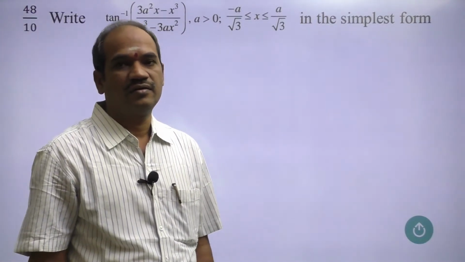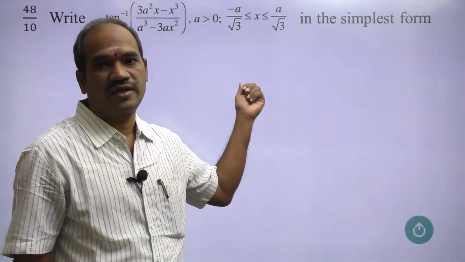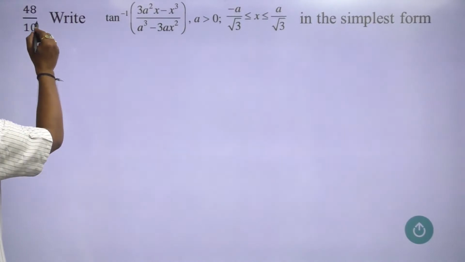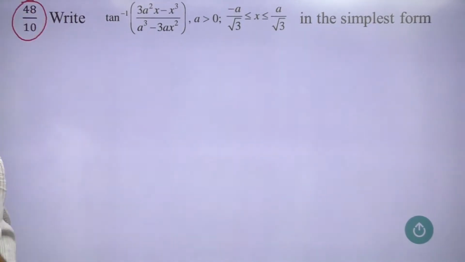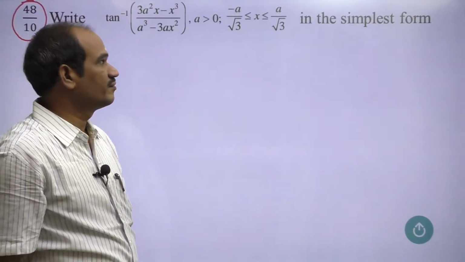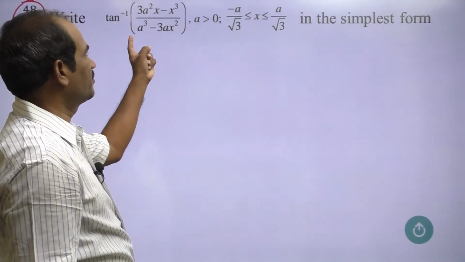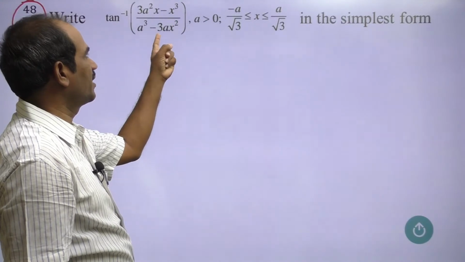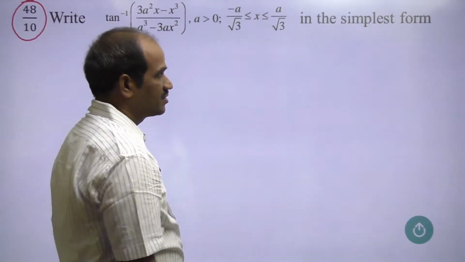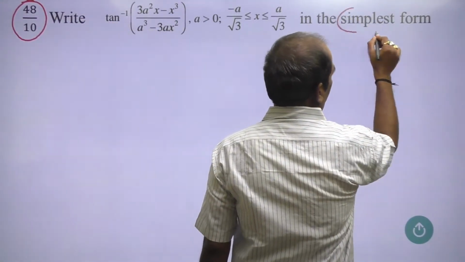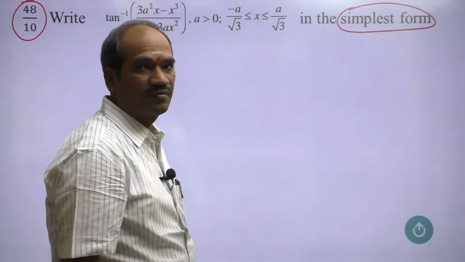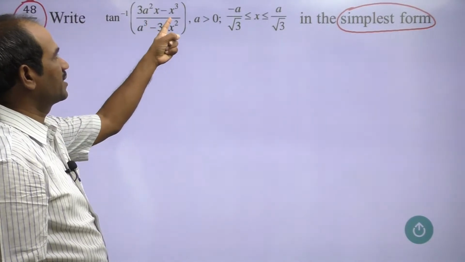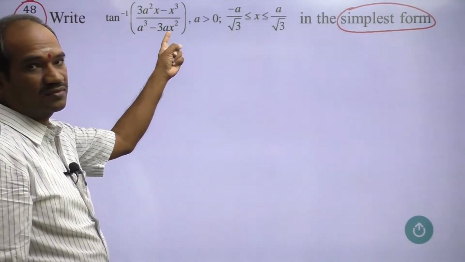Today we see inverse trigonometric functions. Next problem: page number 48, the 10th question. In this problem, write tan inverse of (3a square x minus x cube) by (a cube minus 3a x square) in the simplest form.